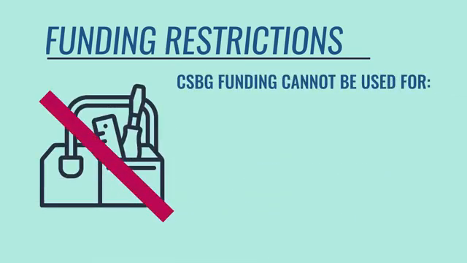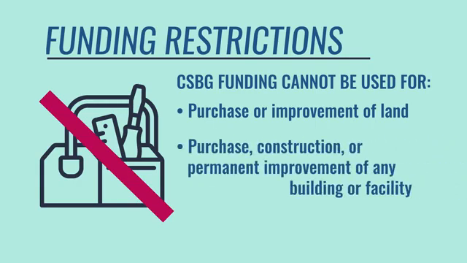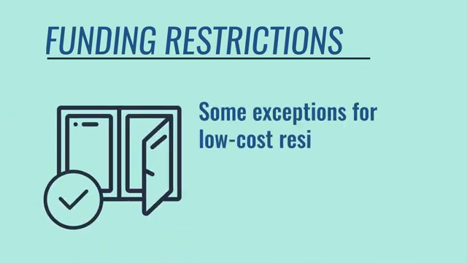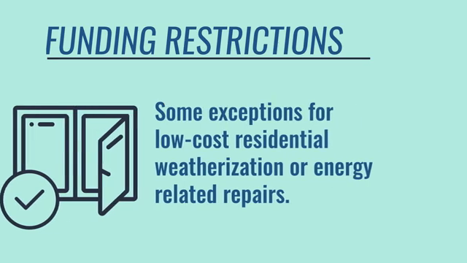CSBG cannot be used for the purchase and improvement of land and the purchase, construction, or permanent improvement of any building or facility. There are some exceptions for low-cost residential weatherization or other energy-related repairs. OCS has allowed an exception to this in some cases with a waiver application from the state.